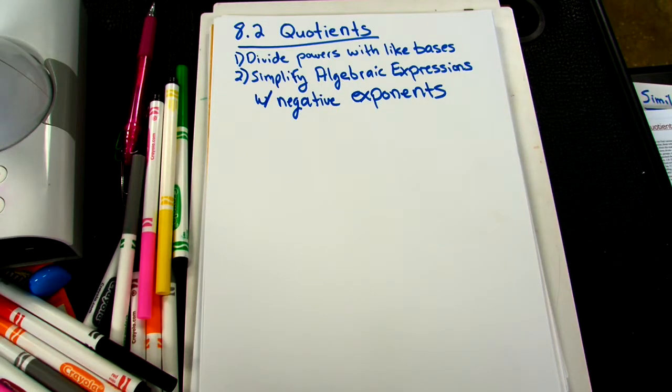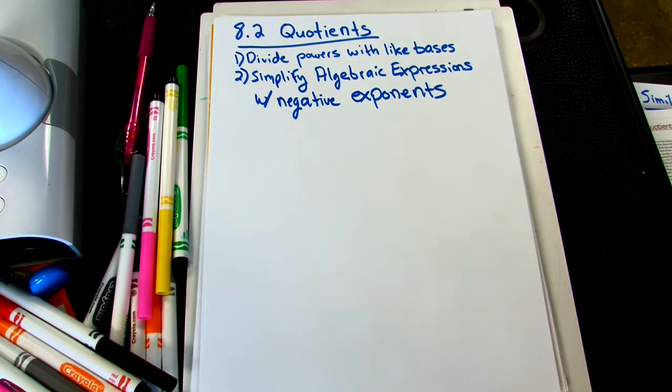The next lesson that we're going to talk about is quotients, and we're dealing with our exponent properties. So the first objective is going to be to divide powers with like bases, and then our second objective is going to simplify algebraic expressions that have negative exponents in them.